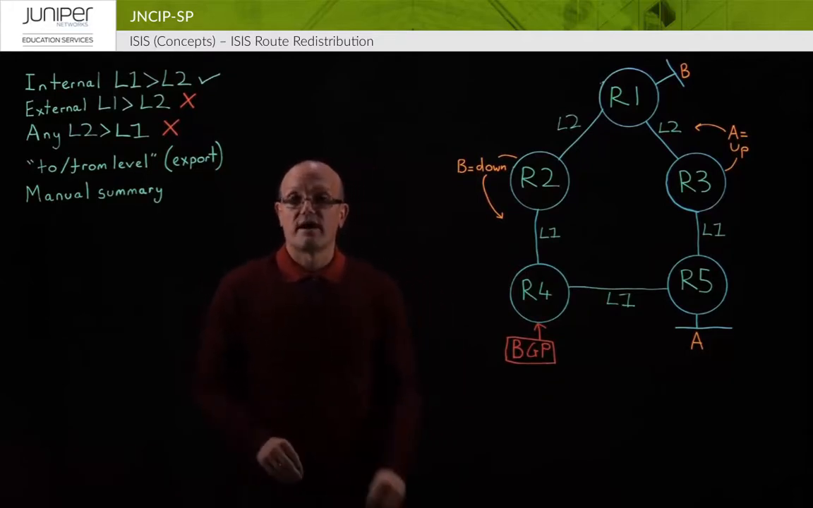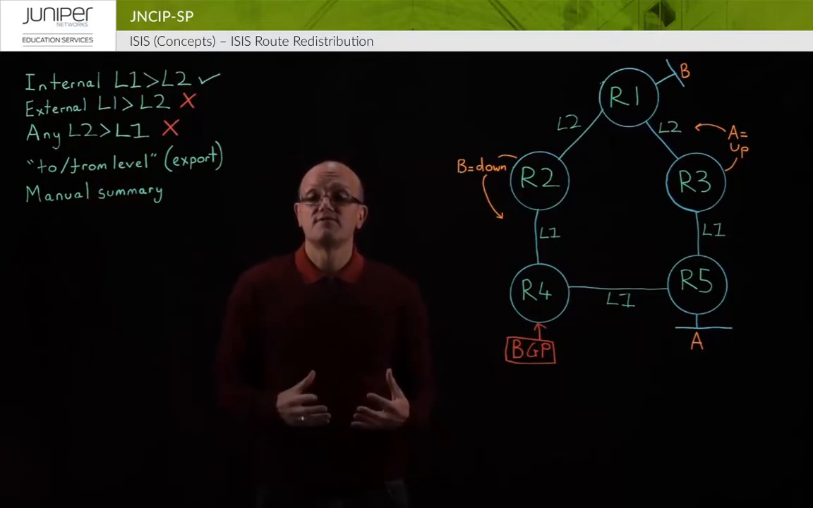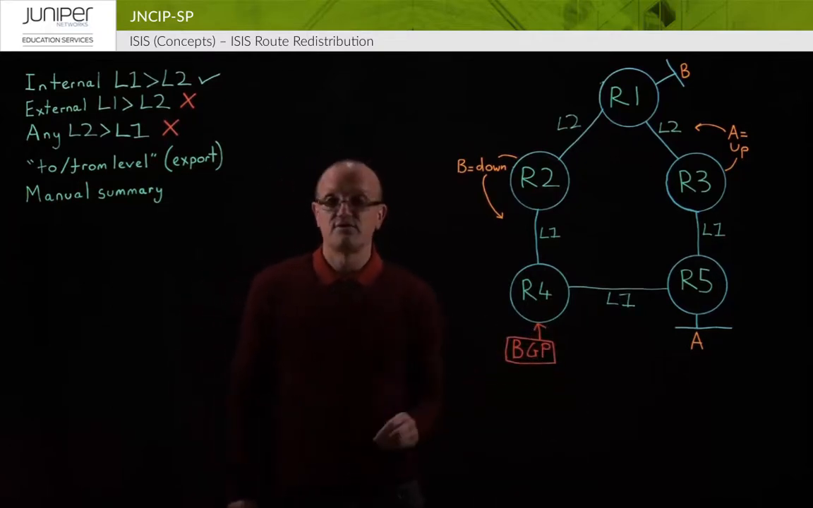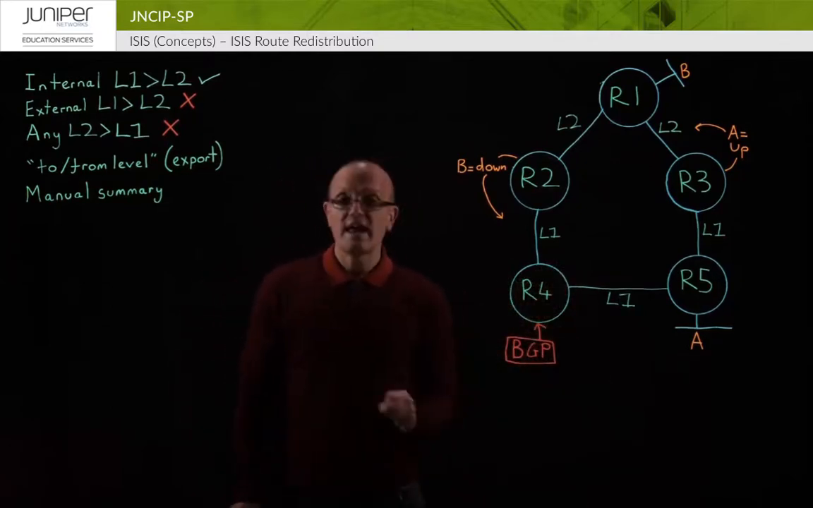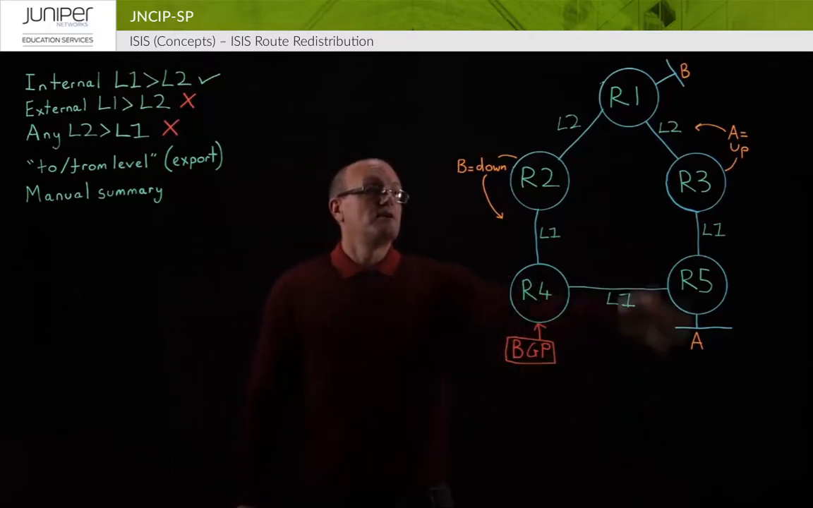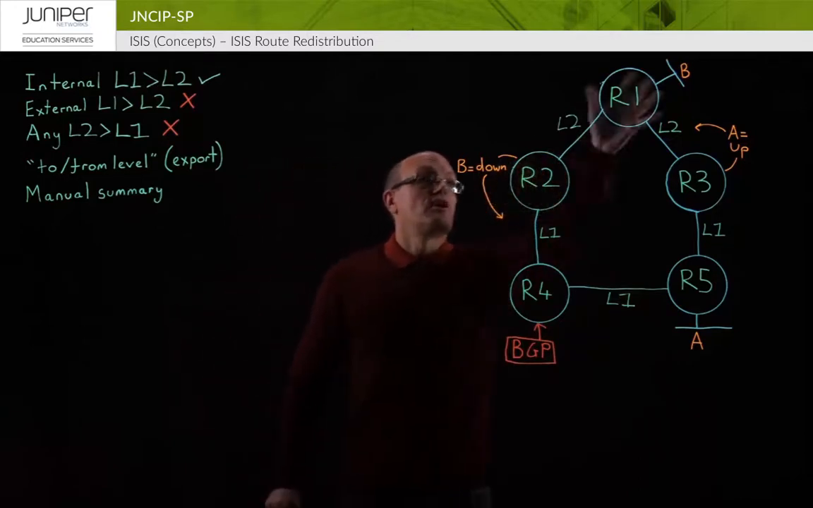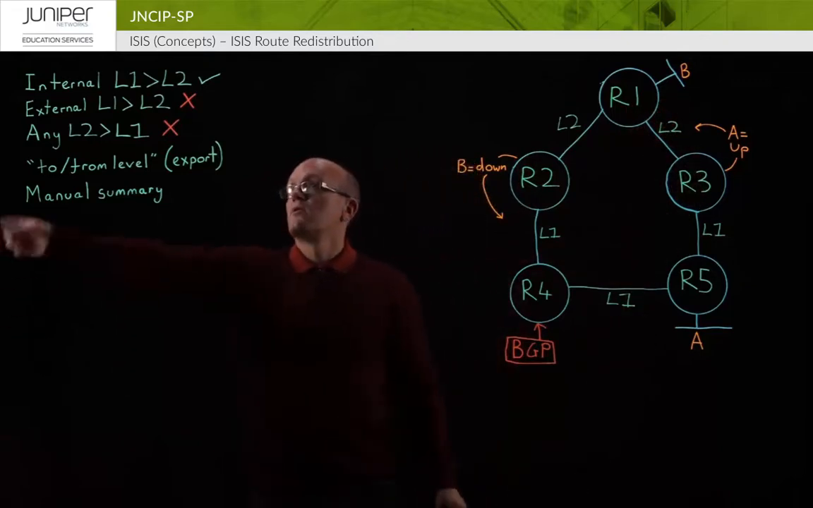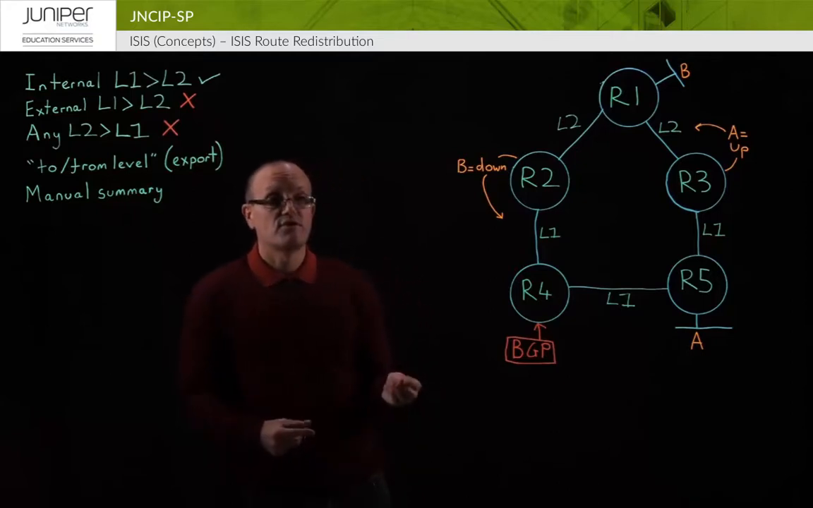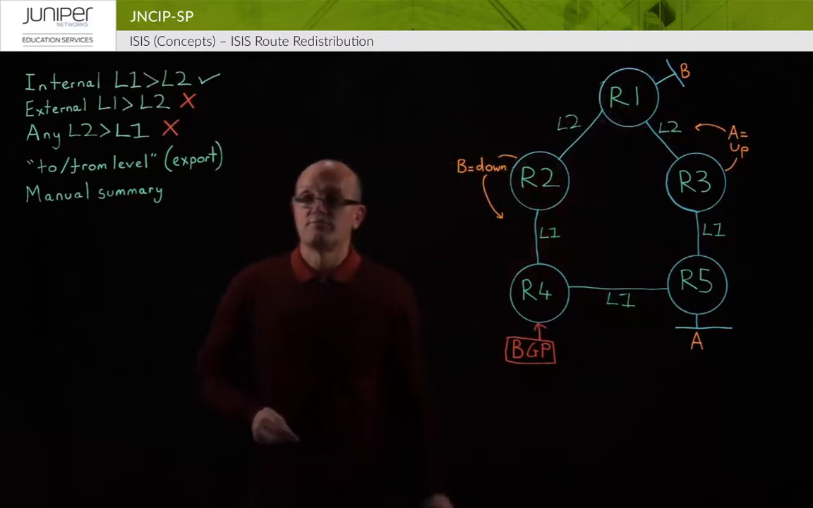What we haven't talked about is external routes, so routes that have been redistributed into ISIS. In the case here, we have BGP routes redistributed into R4, advertised in a level 1 link state PDU to R2. Is R2 going to advertise these routes across his level 2 adjacencies? Well, no, he's not. So external routes within a level 1 area do not get up into the level 2 backbone by default.